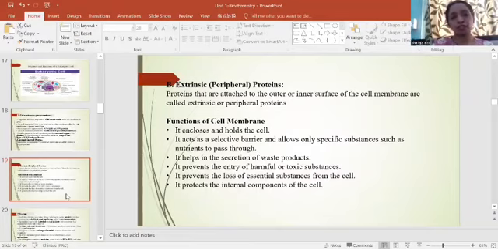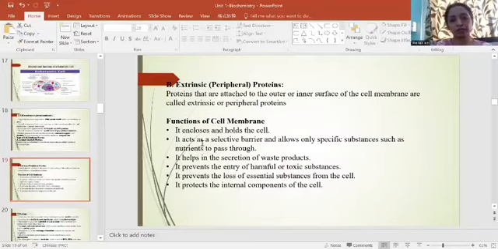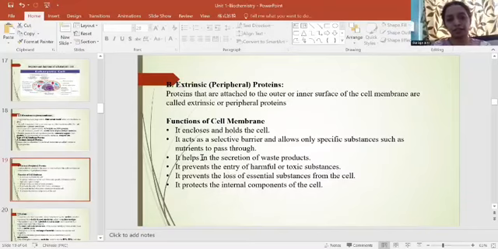Below are the various functions of your cell membrane. It encloses and holds the cell. It acts as a selective barrier. It allows specific substances such as nutrients to pass through. It helps in secretion of waste products. It prevents entry of harmful toxic substances. It protects internal components of the cell.